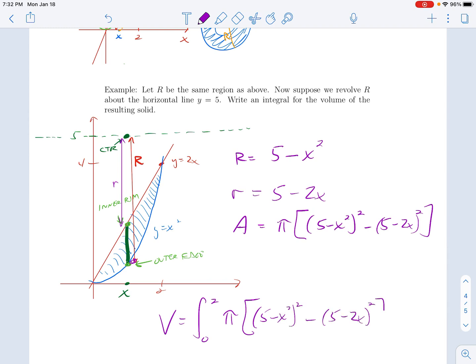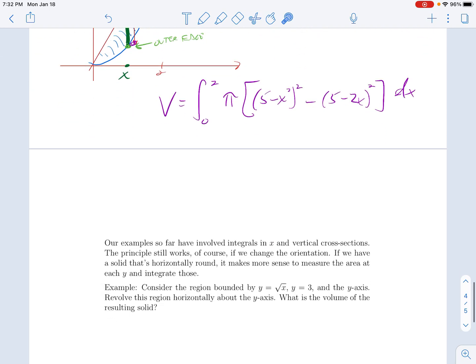Be super careful about parentheses and grouping symbols. The radius itself involves subtraction, and then there's this extra layer of subtraction because of how washers work. This is a problem where you would hope you're allowed to use your calculator. It's all polynomials in here. You can do this, it's just algebra, but there are a lot of opportunities to mess something up.